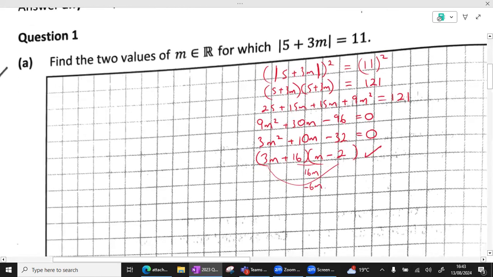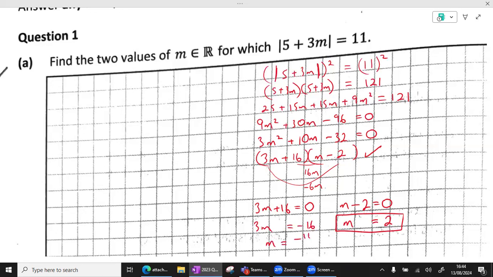So my answers are, using the null factor theorem, and again, you will get the same if you do the minus b formula. So it's completely up to yourself. So this one's easy anyway. m is 2. So that's one answer. And over here, 3m is equal to minus 16, so m is equal to minus 16 over 3. So both are done and the question is complete.